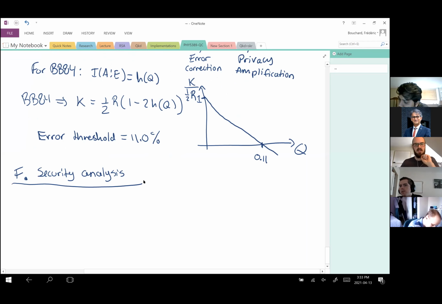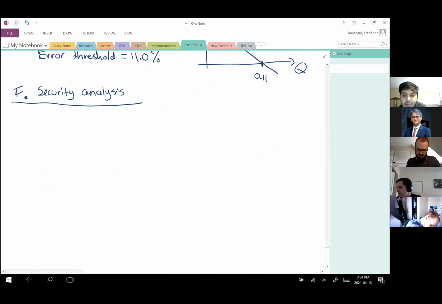Now the problem is, what if you have another protocol where what Alice encodes and Bob measures is different from BB84? What if you have some other constraints, some experimental parameters you want to take into account? So in general, you want a way to calculate secret key rates for a very general case. So I'm going to show you how you can do that now.